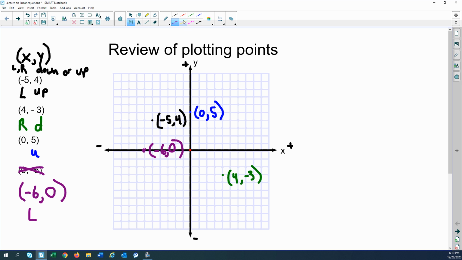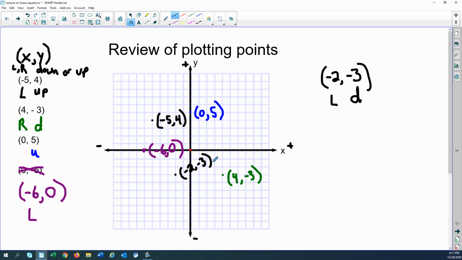Okay, before we move on, let's try one to see if you can spot the right point. So let's try -2 comma -3. So take a moment, pause, and try to do that one. And then when you're done, come back to the video. So this tells us left, and this tells us down. So left 2, down 3. Okay, so -2 comma -3.